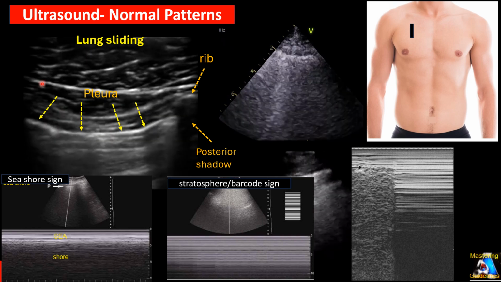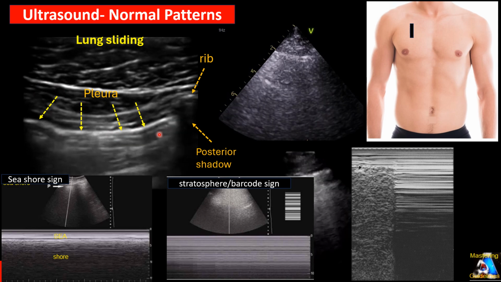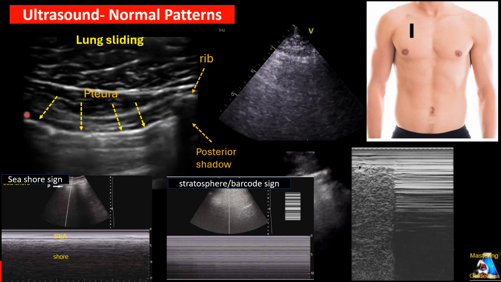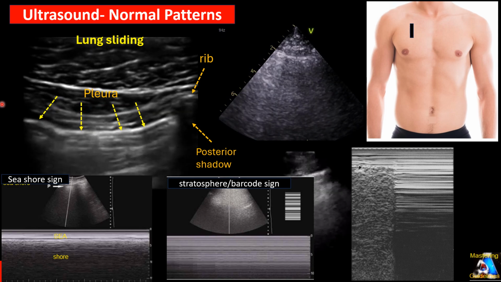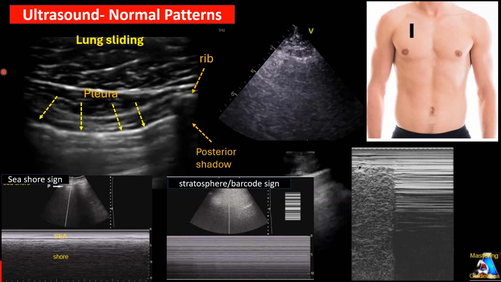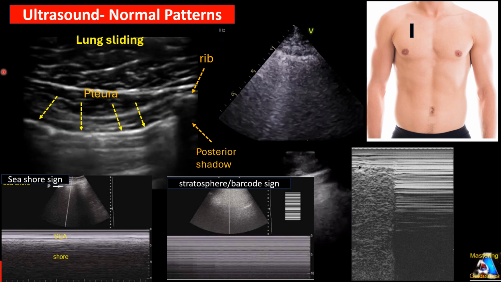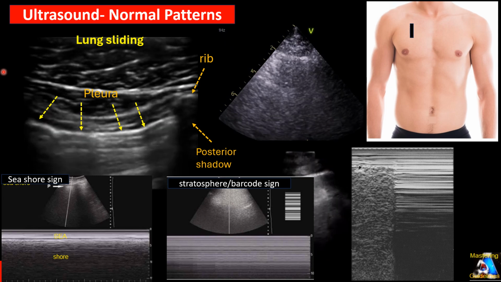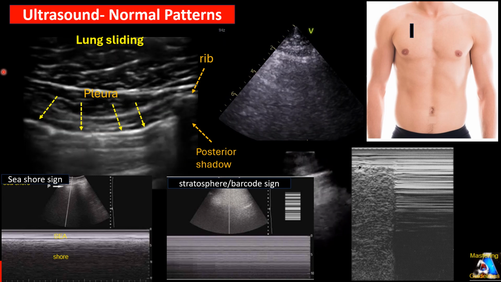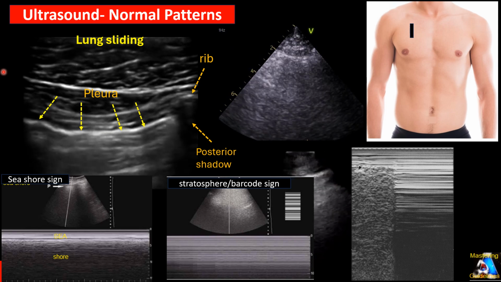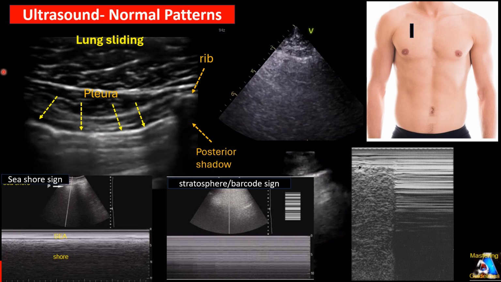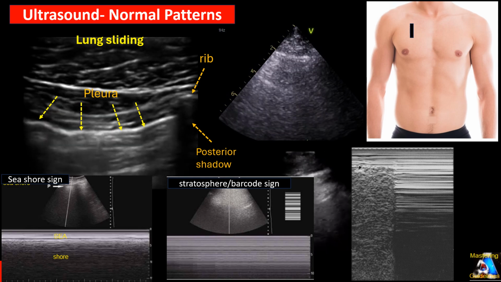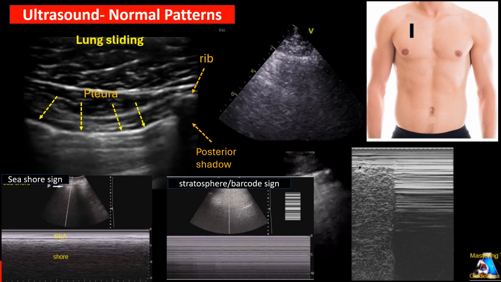Anything beyond the pleural line that we see on the ultrasound will be artifacts, and most of them belong to the propagation artifact. Those important artifacts are very useful for detecting and diagnosing lung pathology. Now let's see which of those artifacts are normal and which are abnormal.